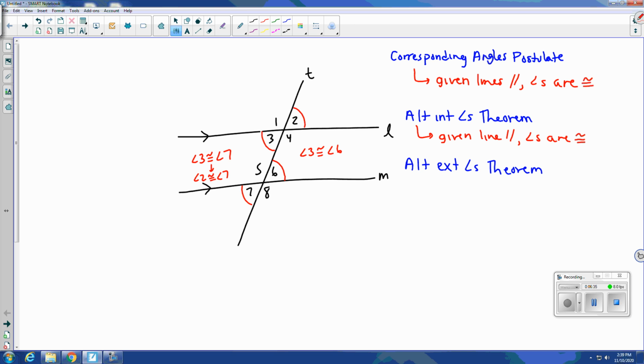And our reasoning for that, again, a theorem requires proof. Our proof is that 2 and 3 are congruent through vertical angles. 3 and 7 are congruent because of the postulate for corresponding angles. And then through the transitive property, we can conclude that 2 and 7 should be congruent. So given lines are parallel, now one more angle type to consider.